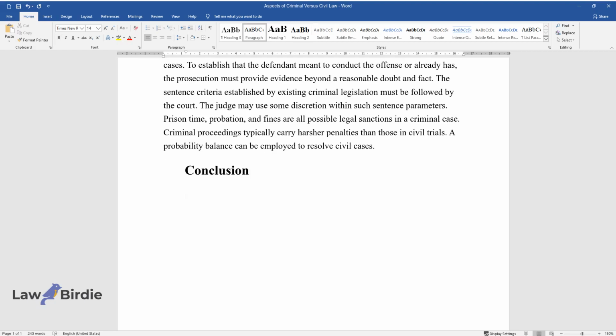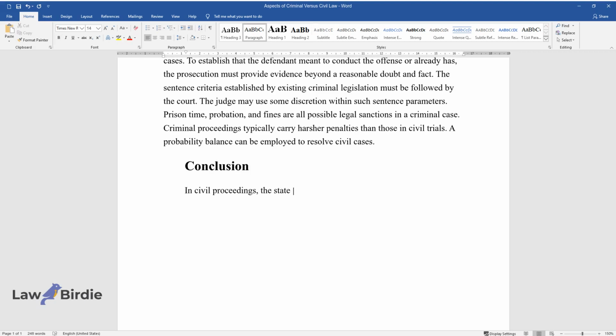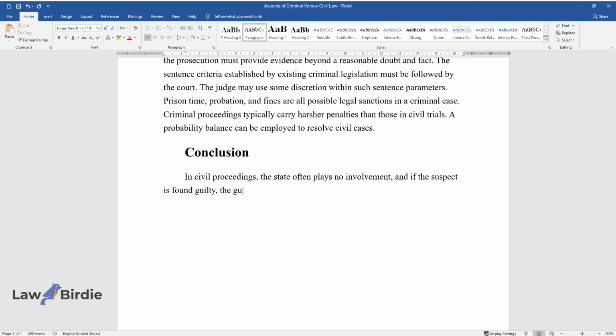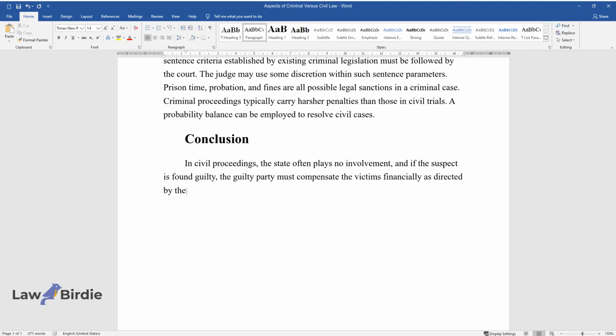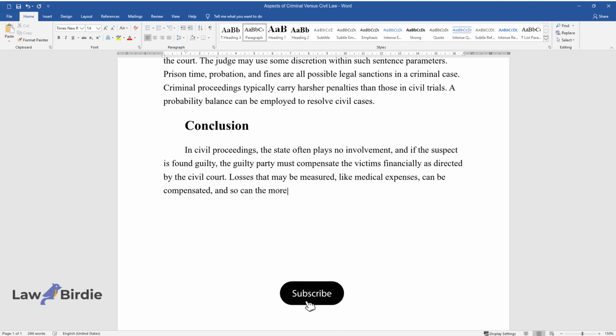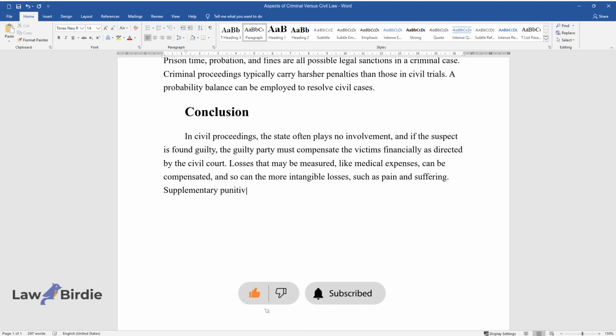Conclusion. In civil proceedings, the state often plays no involvement, and if the suspect is found guilty, the guilty party must compensate the victims financially as directed by the civil court. Losses that may be measured, like medical expenses, can be compensated, and so can the more intangible losses, such as pain and suffering. Supplementary punitive damages may occasionally be granted by a jury.